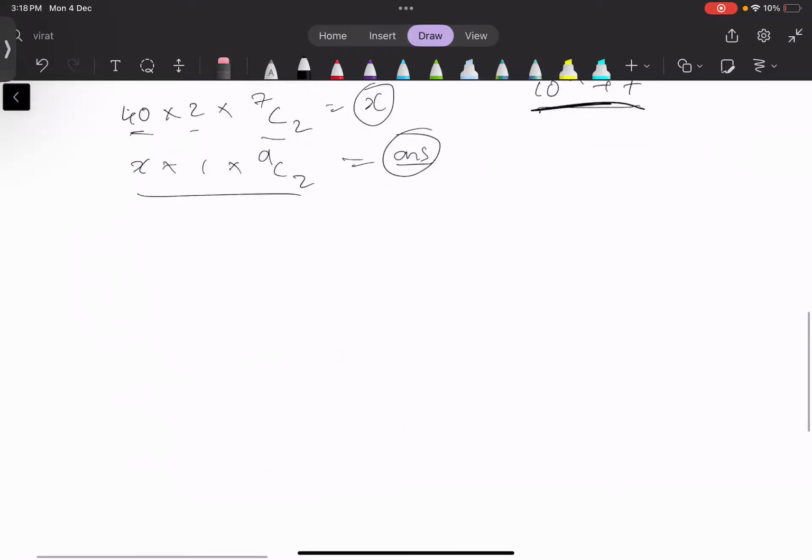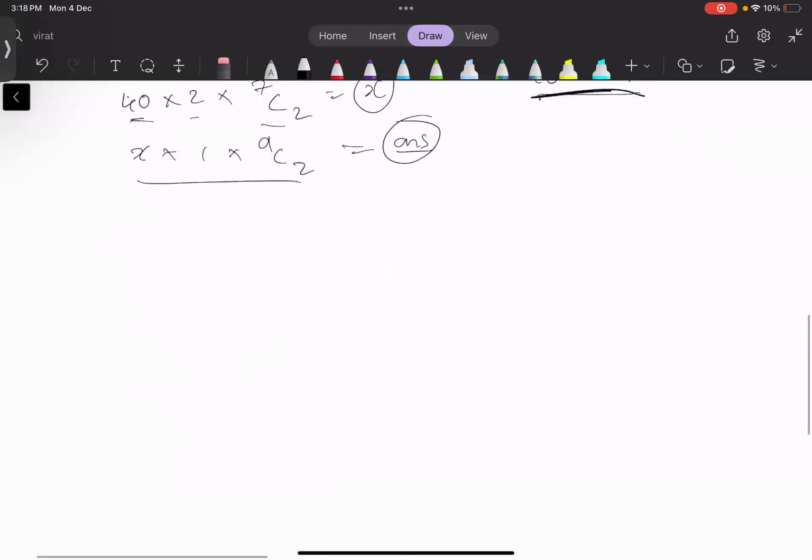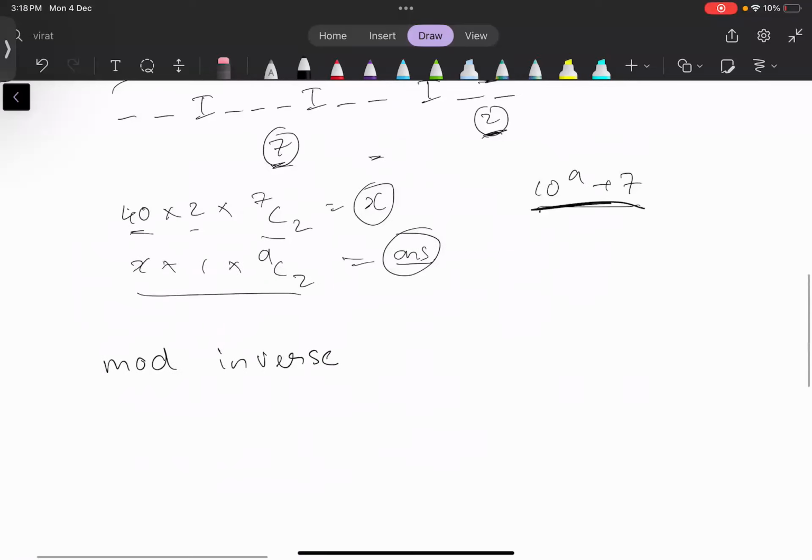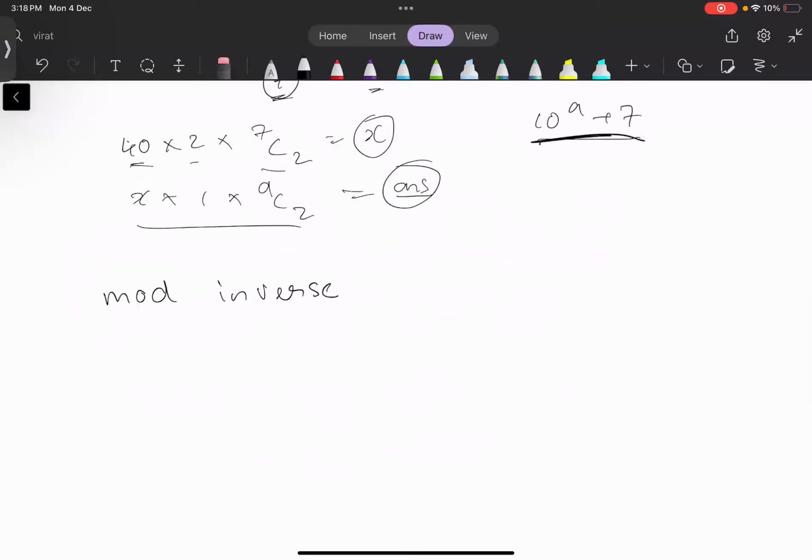Basically, if you have to solve this question, you need to know multiple things. One thing is you need to know how to calculate mod inverse, right? Because mod inverse will be required for our calculation of NCR. Yes, this will be helpful when we calculate NCR.